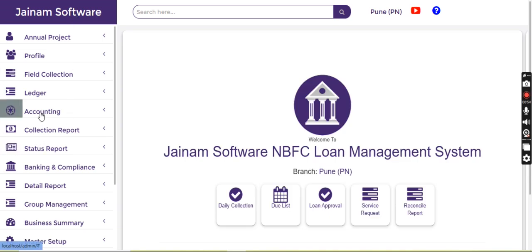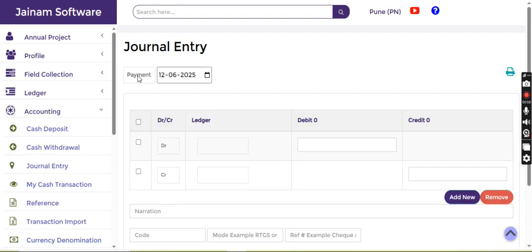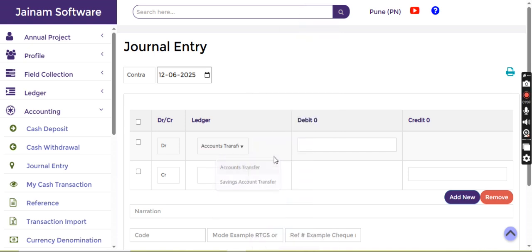Next, in accounting, journal entry. I can make a journal entry or contra entry. Debit to accounts transfer 50,000 and credit to cash.